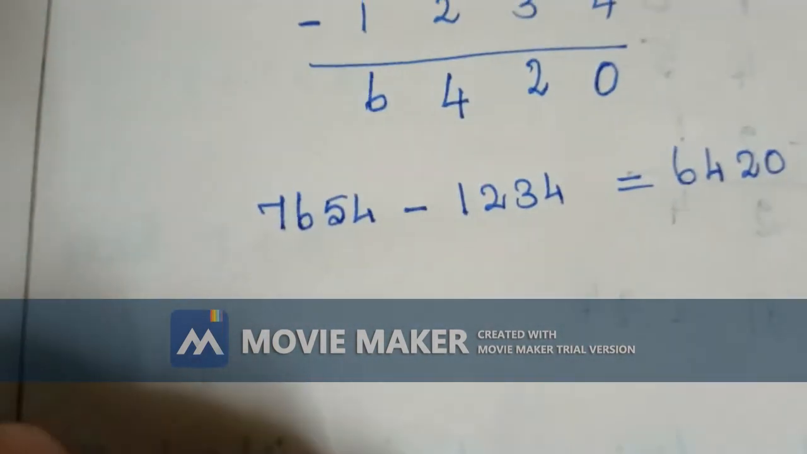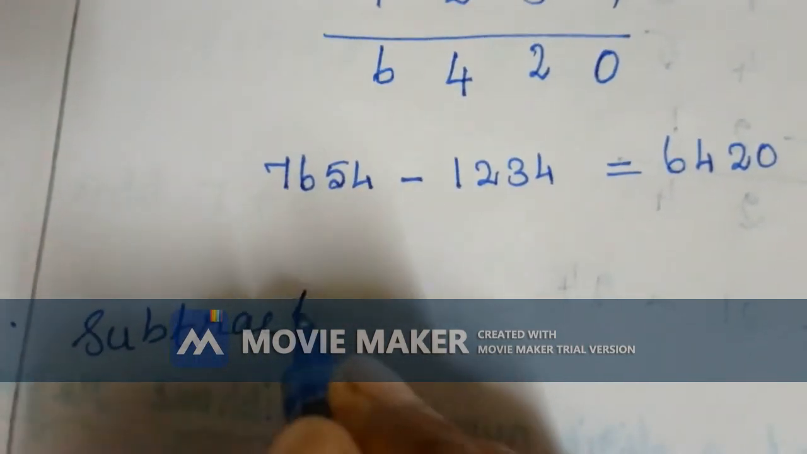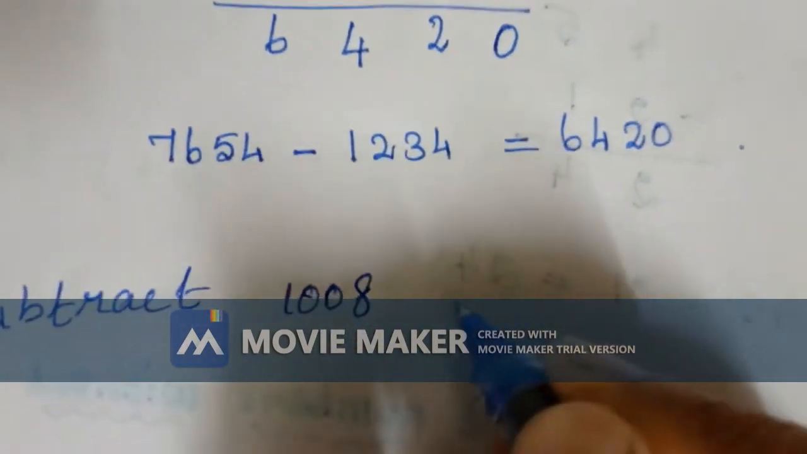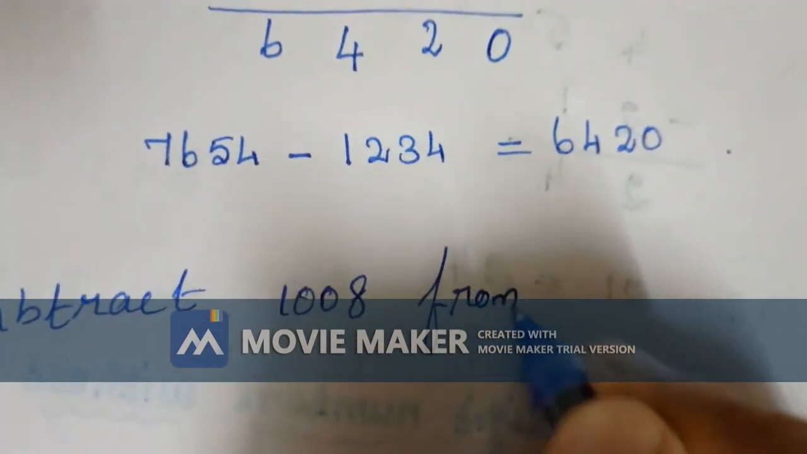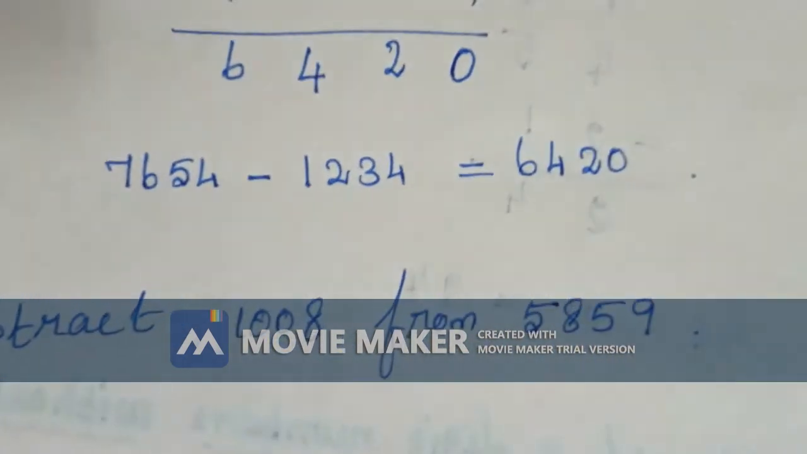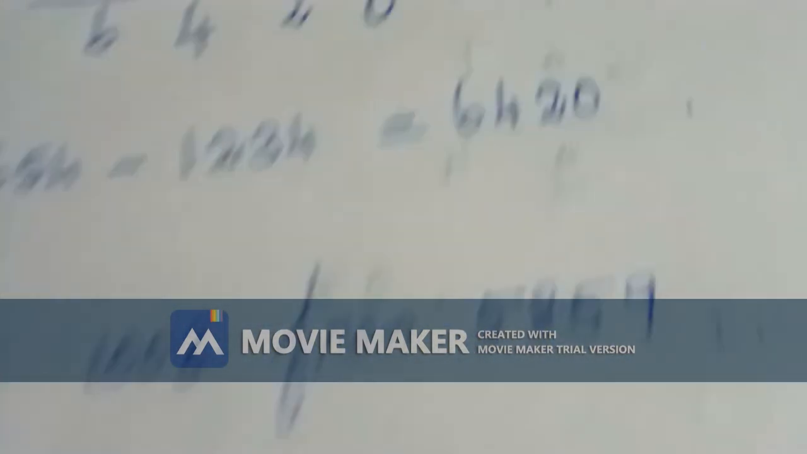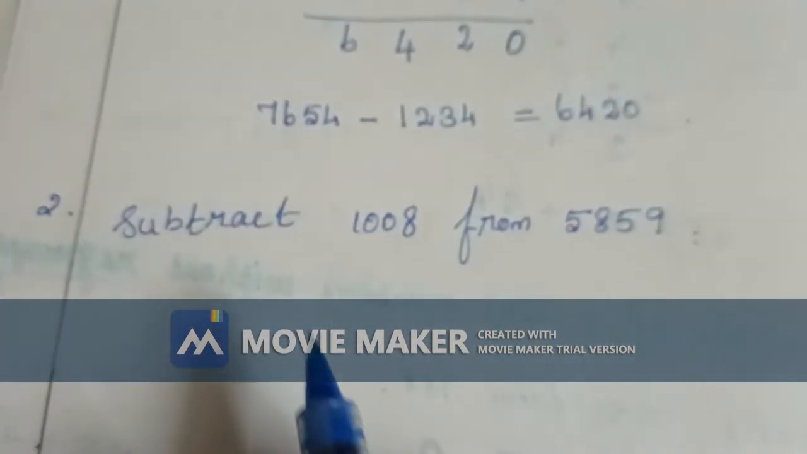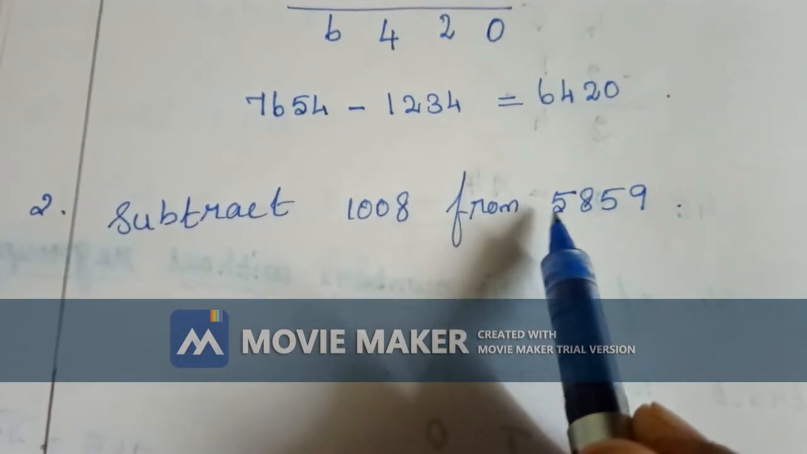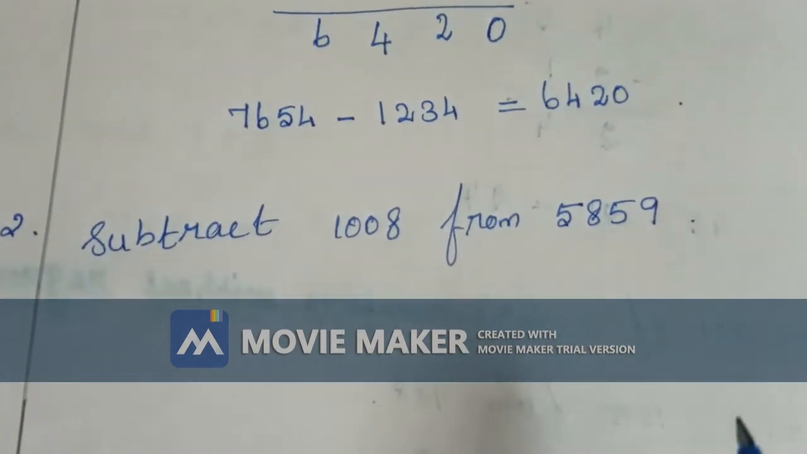Okay children, subtract 1008 from 5859. Okay, children, subtract the 1008 from 5859. So children, what is the first step?